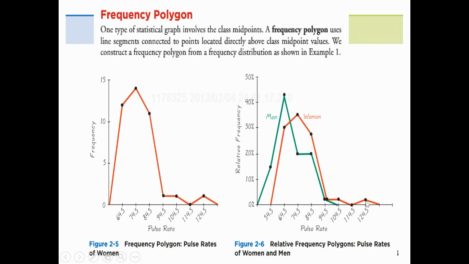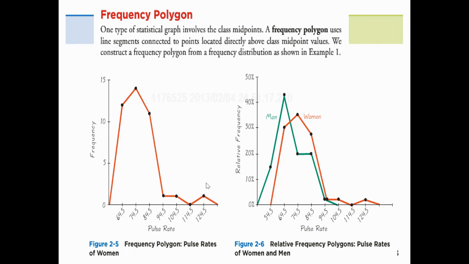Yeah, somebody's heart rate, 124. Heart rates, I know this because of my 96-year-old mom. Heart rate should lie somewhere between 60 and 100. So if you're at 124.5, your heart rate's pretty fast. You probably need to be on some medication. But anyways, that's the idea of a frequency polygon.